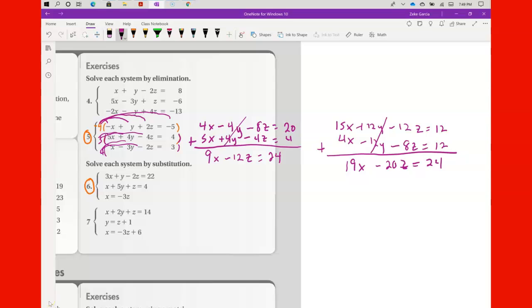So I'm going to pause it right now for a minute. 12 and 20 go into 60, so I'm going to multiply this by 5, and I'm going to multiply this by negative 3. So 5 times 9x gives you 45x. 5 times negative 12 gives you negative 60z. 5 times 24, I'm going to figure that out. 24 times 5 gives you 120.